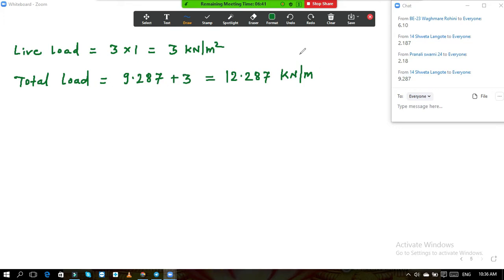Okay. Now calculate factored load. Factored load is equal to 1.5 into 12.287. Calculate it.